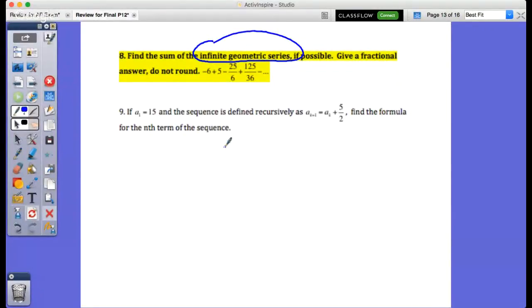Yes, ma'am. Okay, so as we look at this, we have an infinite geometric series. So the sum to infinity is equal to a1 over 1 minus r, straight from the formula sheet right there. What's a1? Negative 6. Negative 6, good. And probably the tougher part of this question is what r is. What am I multiplying by each time?